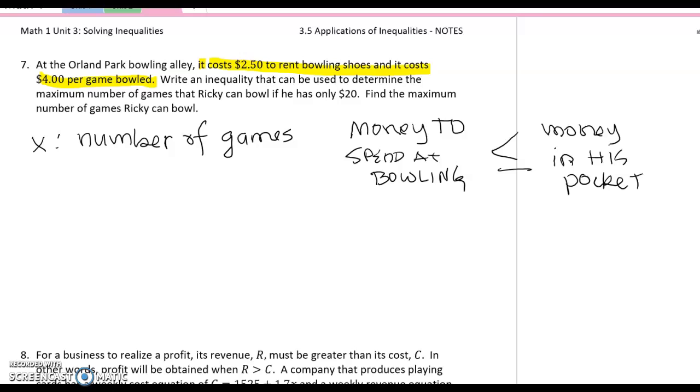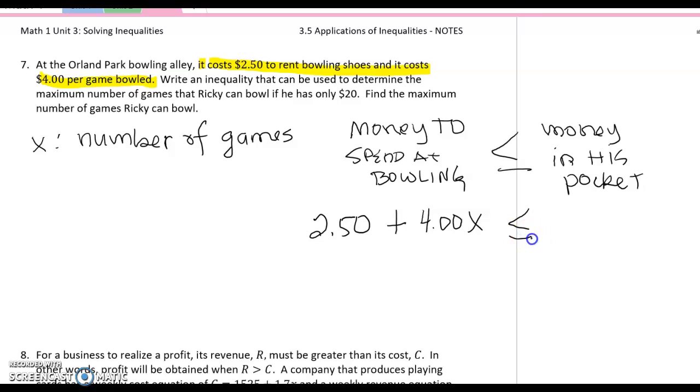All right, so it's $2.50 to rent the shoes. He only needs one pair of shoes, so $2.50 plus $4 per game of bowling. We're going to take that $4 and multiply by the number of games he bowls. Depending on how many games he bowls, that's how much he's going to spend, right? So $4 times the number of games he bowls.